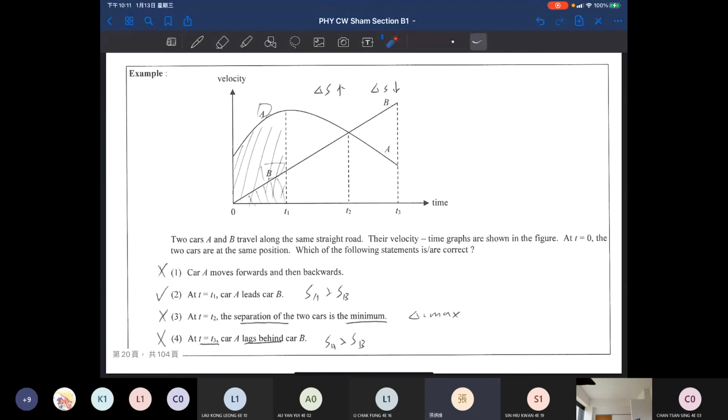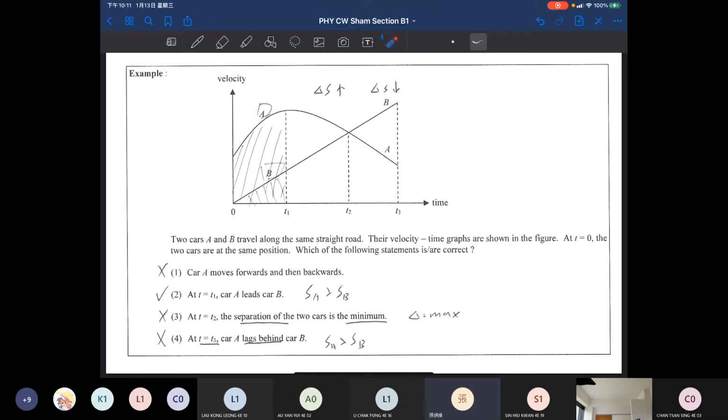Two cars A and B travel along the same straight road. Their velocity-time graphs are shown in the figure. At t equals 0, the two cars are at the same position. Which of the following statements is correct? Okay, this one is a bit more troublesome and longer, so let's take a look. Okay, the car moves forwards and then backwards.